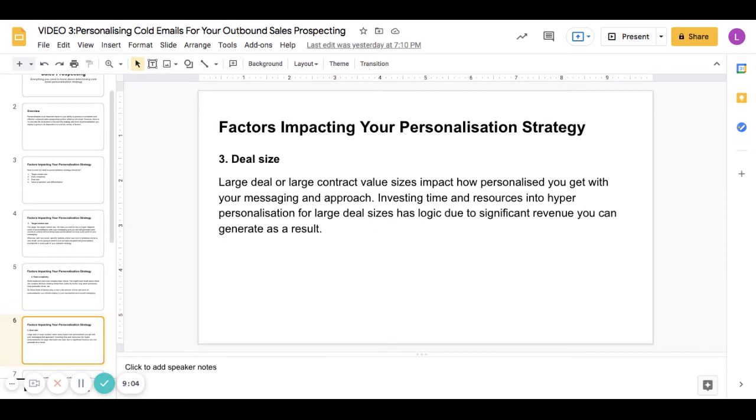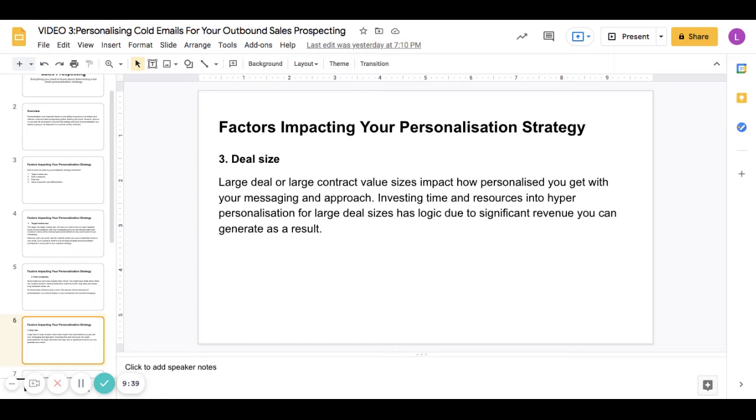Then we come over to deal size. There's a bit of an overlap between deal size and deal complexity. In general, the larger the deal size or contract value, the more it's going to impact how personalized you want to get with your messaging and your overall approach. So again, if you're dealing with enterprise level companies, really big companies, and the deals are, I don't know, $50,000 a month kind of deals, that's a pretty large deal size.